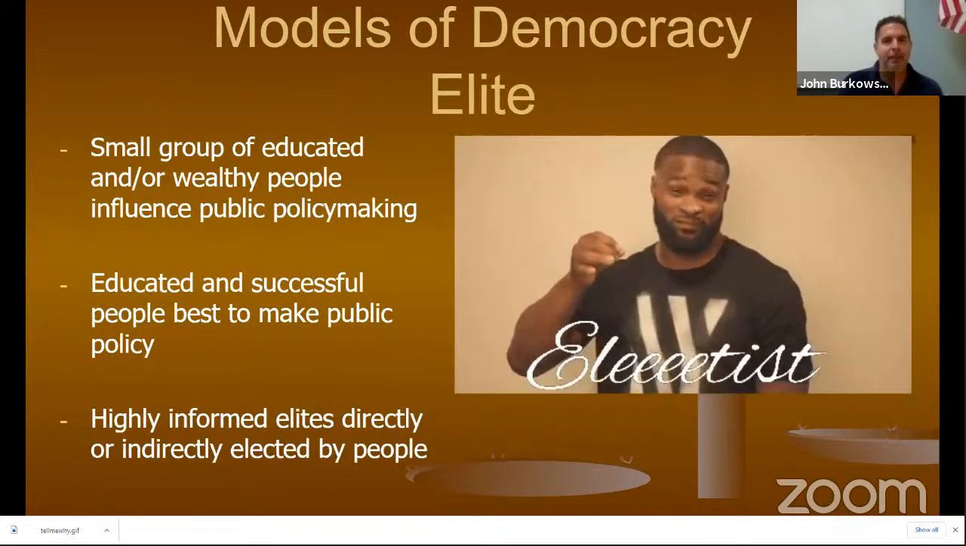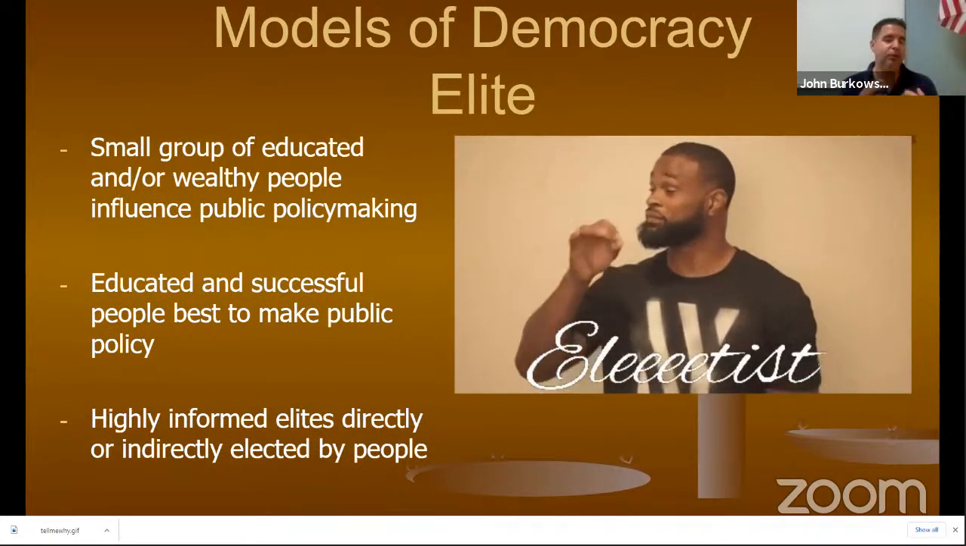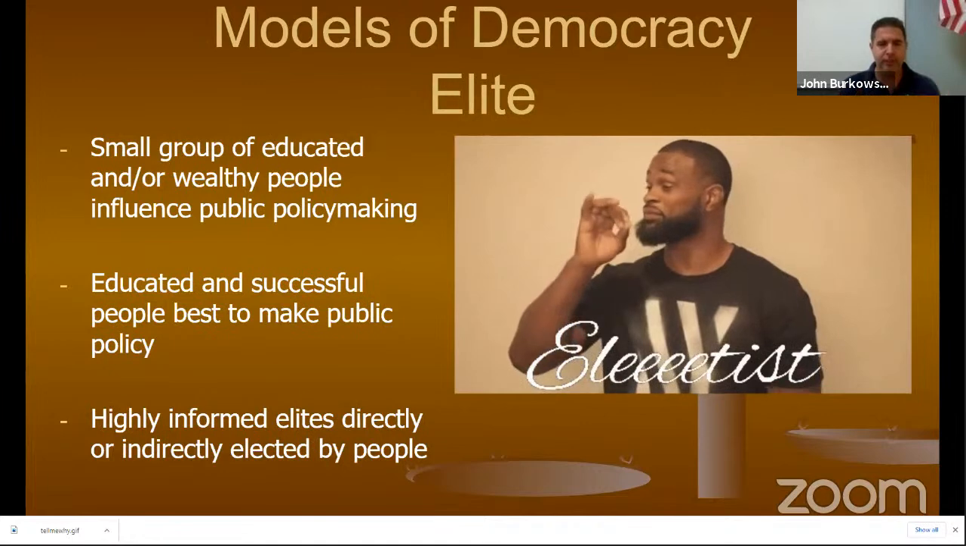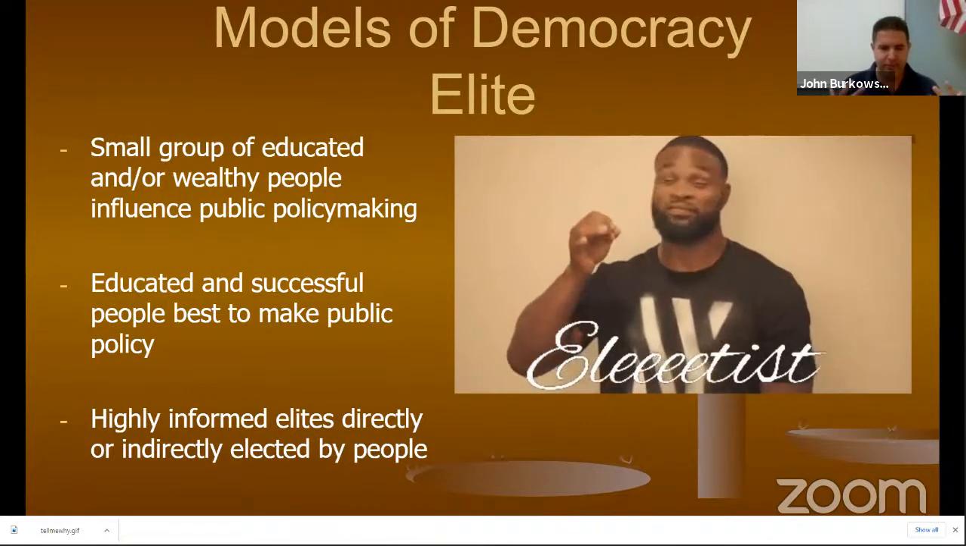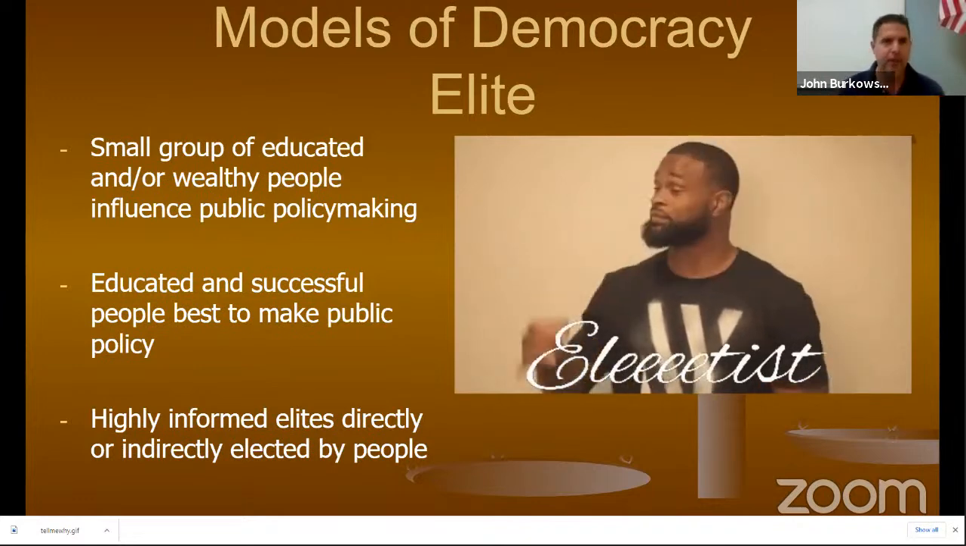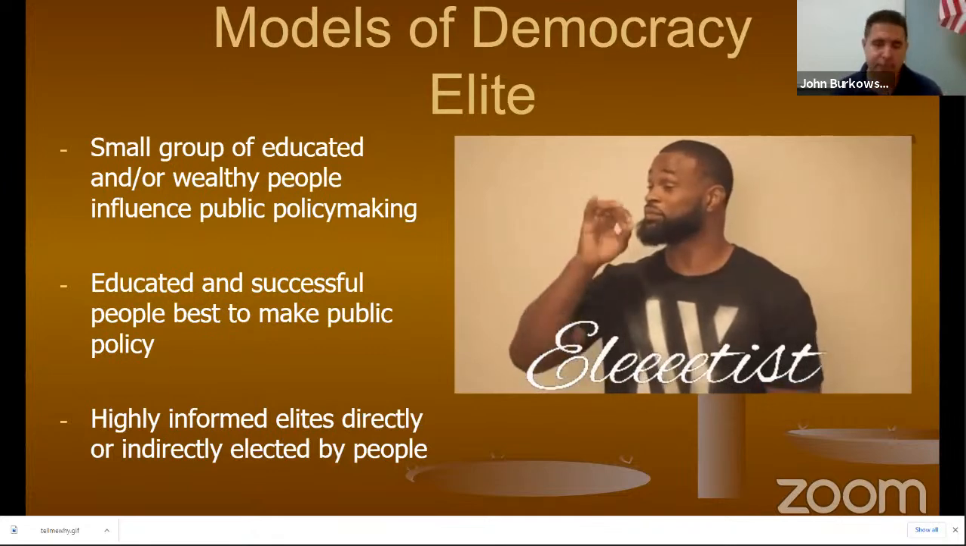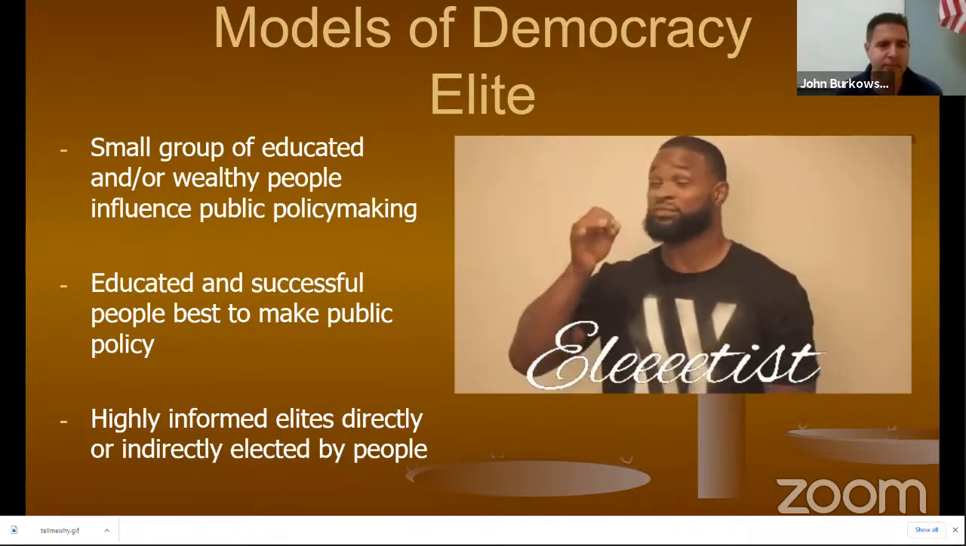Yes. Elite model democracy. This is a small group of educated and/or wealthy people. They're the ones really developing public policy. They have the most direct influence, direct impact on making public policy. The perception is that these are the best types of people to make public policy. These are the ones that should be the public policy makers.